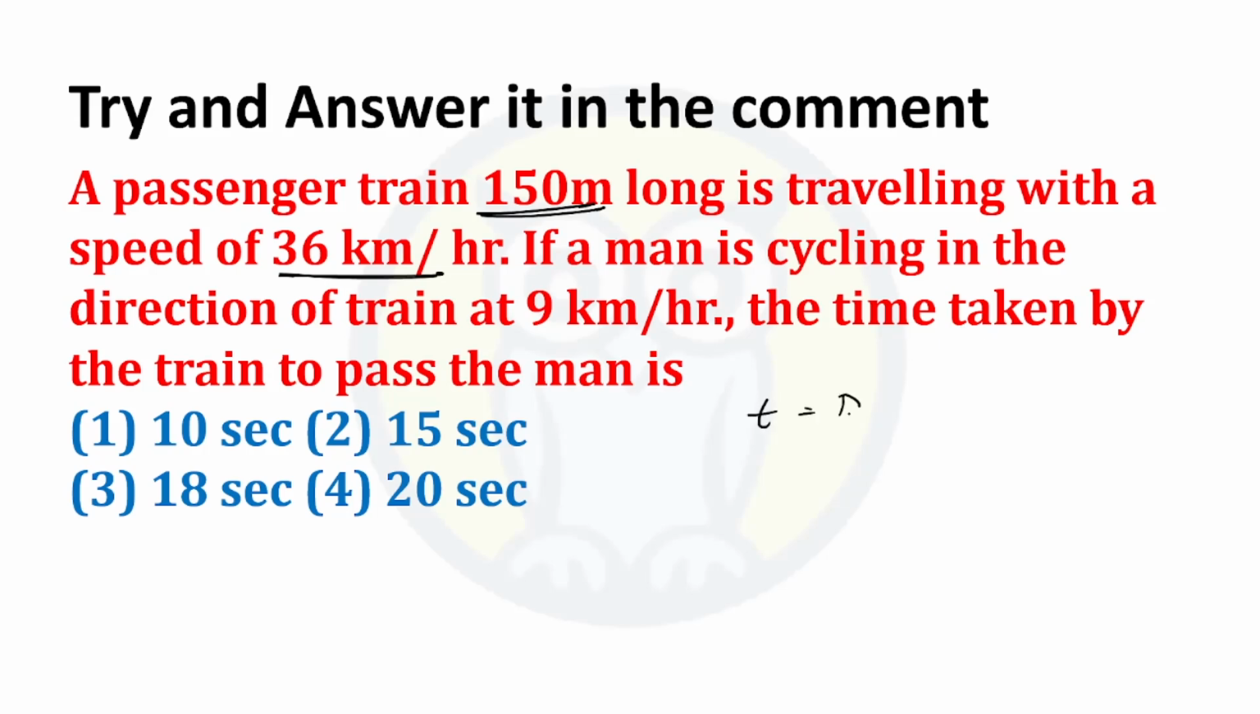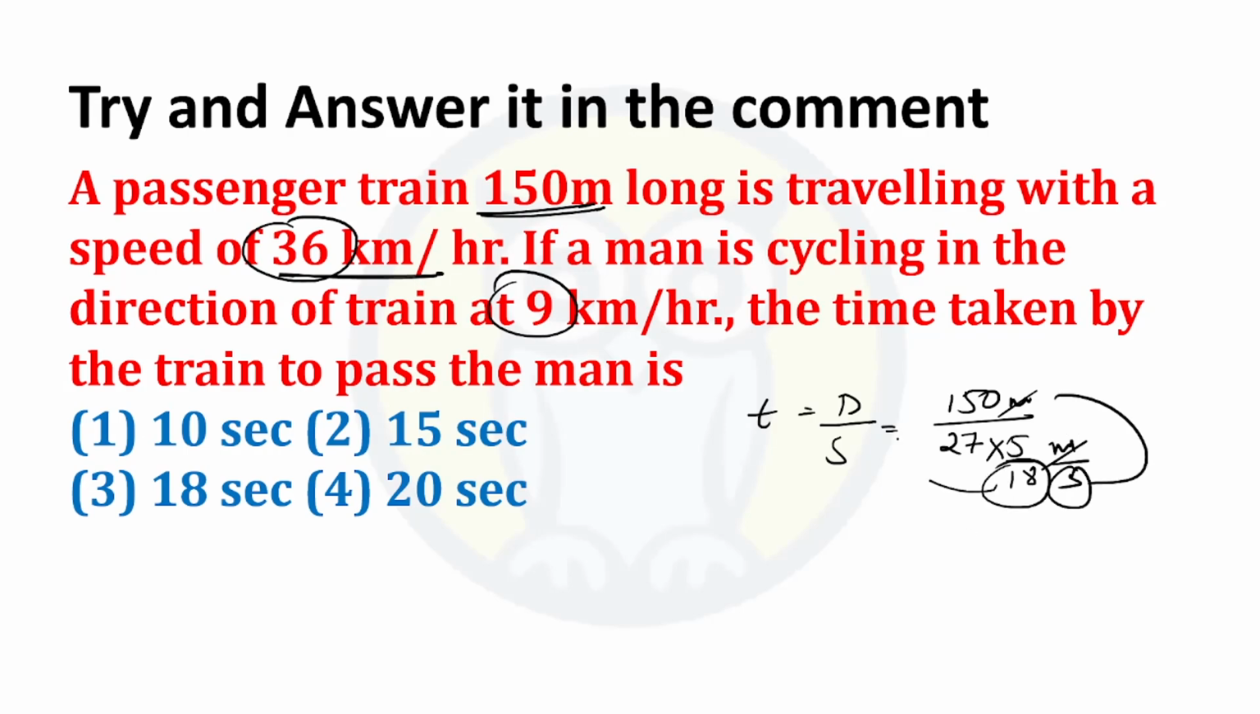So the time formula is distance by speed. The distance is 150, the length of the train, divided by the difference of speeds, because it is the same direction. So 36 minus 9 is 27, but it is in kilometer per hour and the distance is in meters. So the answer in seconds, we can convert kilometer per hour to meter per second by multiplying by 5 by 18 meter per second.